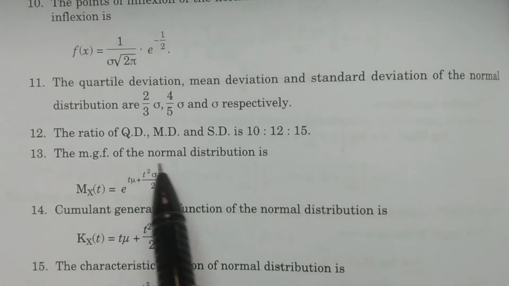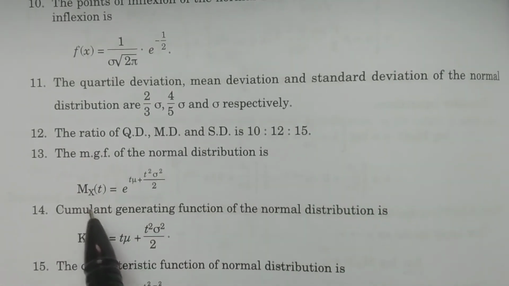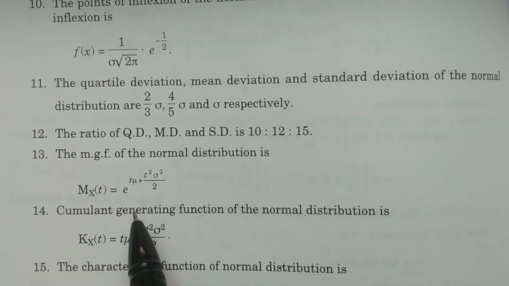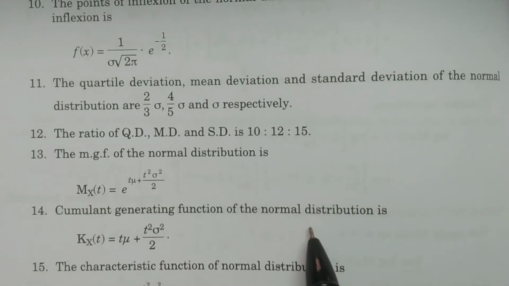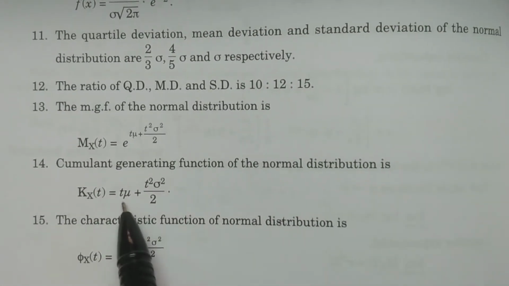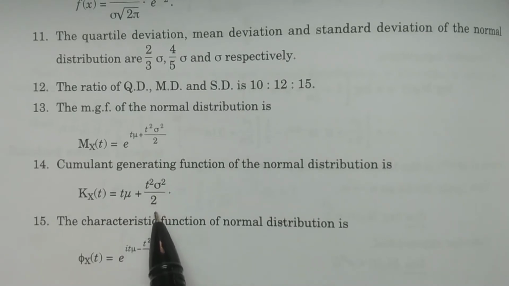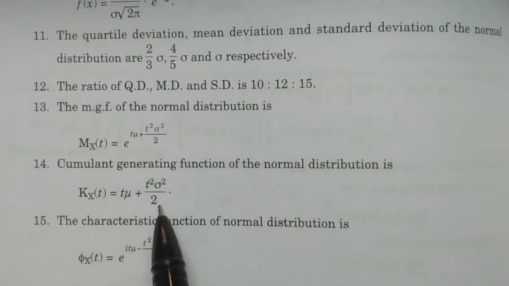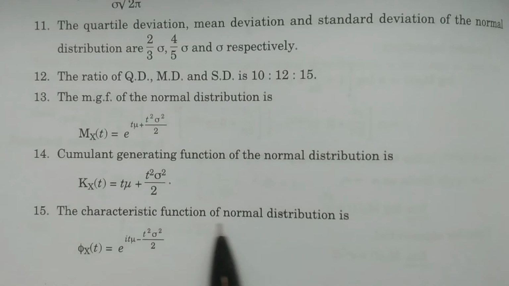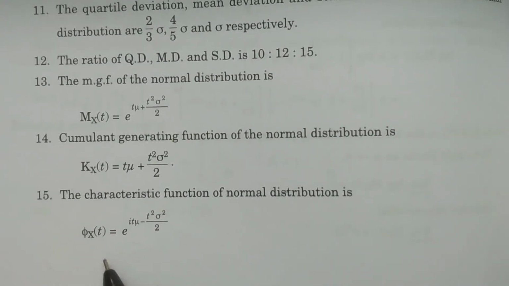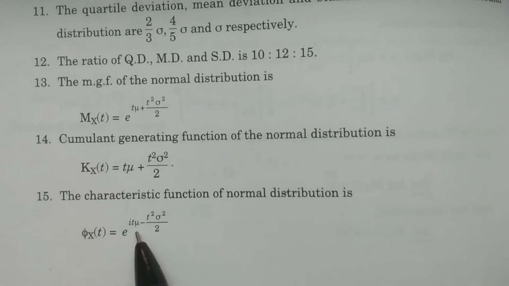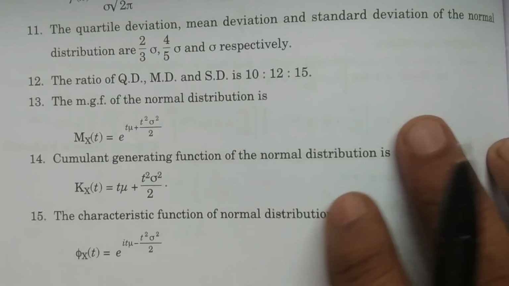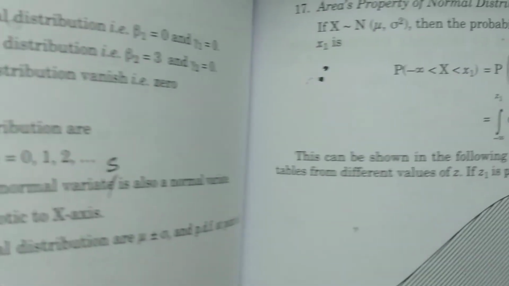Next one, the moment generating function of normal distribution is MX(t) is equal to e power t mu plus t square sigma square by 2. The cumulant generating function of normal distribution is KX(t) is equal to t mu plus t square sigma square by 2, because KX(t) is log MX(t). The characteristic function of normal distribution is phi X(t) is equal to e power i t mu minus t square sigma square by 2.